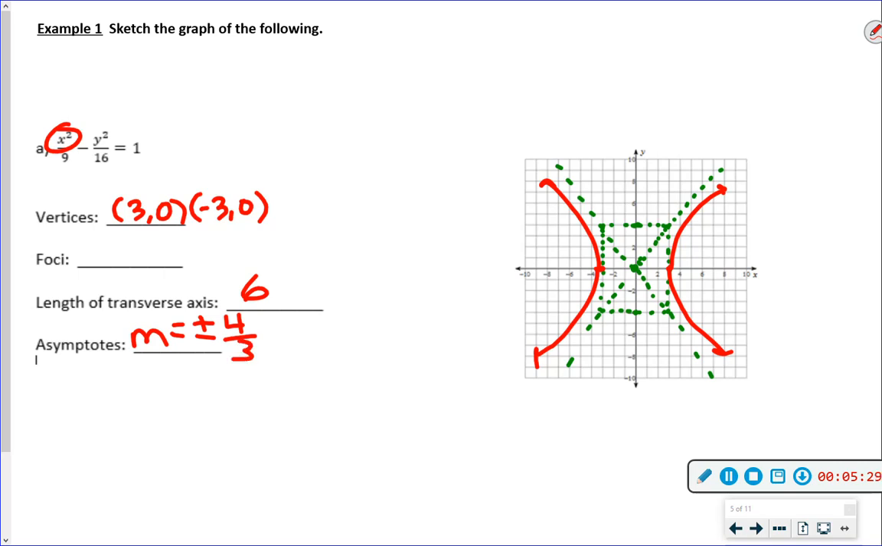I can also get that from the equation. Remember, y is the rise, x is the run, 3. So I can also tell from the equation if it gets kind of messy over there with my asymptotes and everything else.